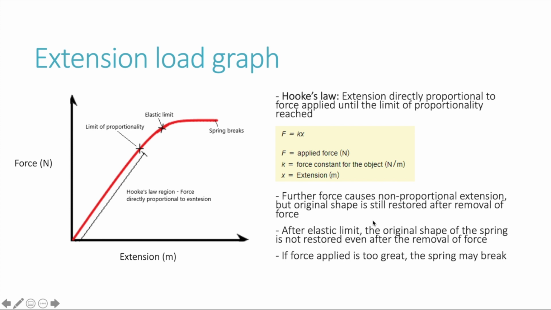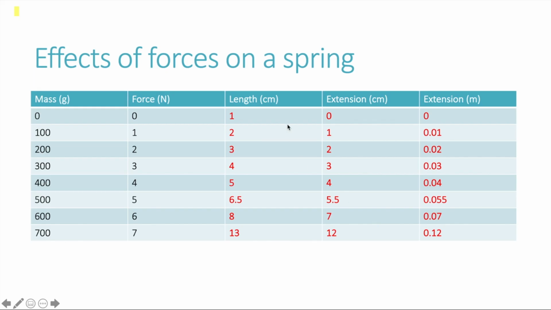And so given that you've got the data, which is pretty much what we did over here, where we added various forces and we looked at the extension, you can actually calculate the force constant for that particular spring. So for example, if you take a look at here, remember, Hooke's law and its equation only works before the limit of proportionality, and we know that the proportionality fails after the 400, so we're not going to look at 500, 600, 700. We're only going to look at the ones before that.